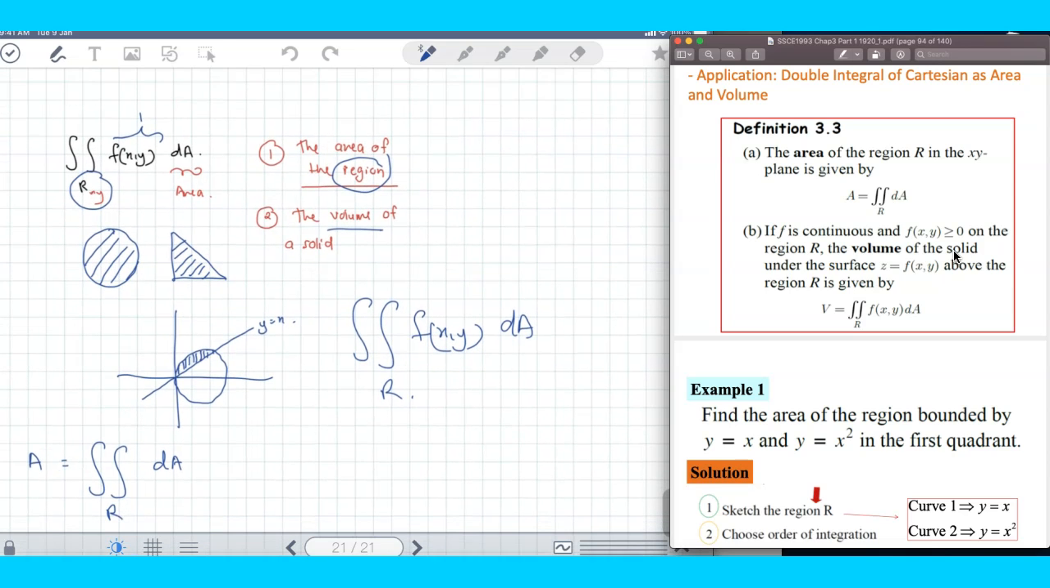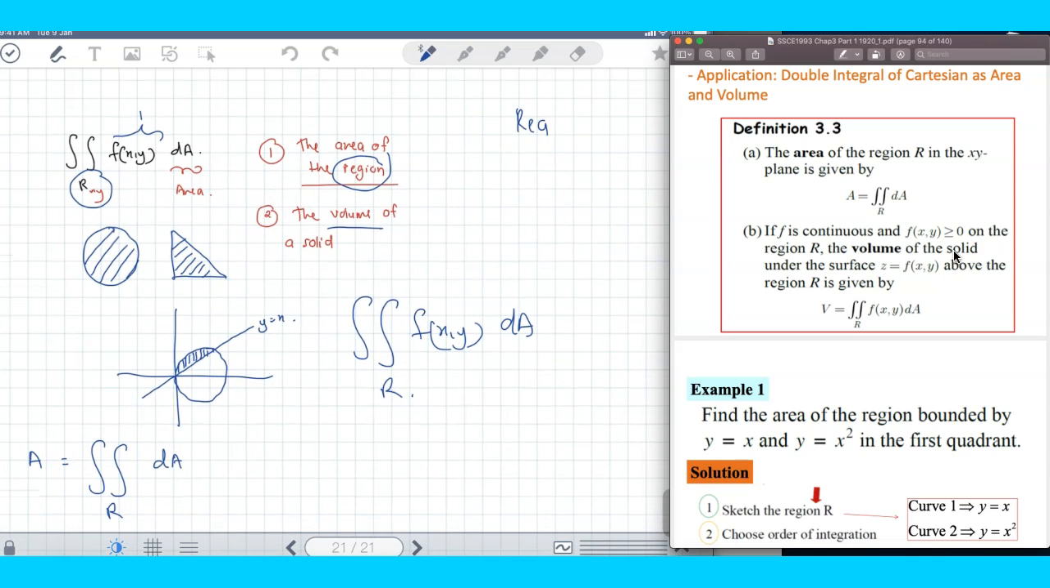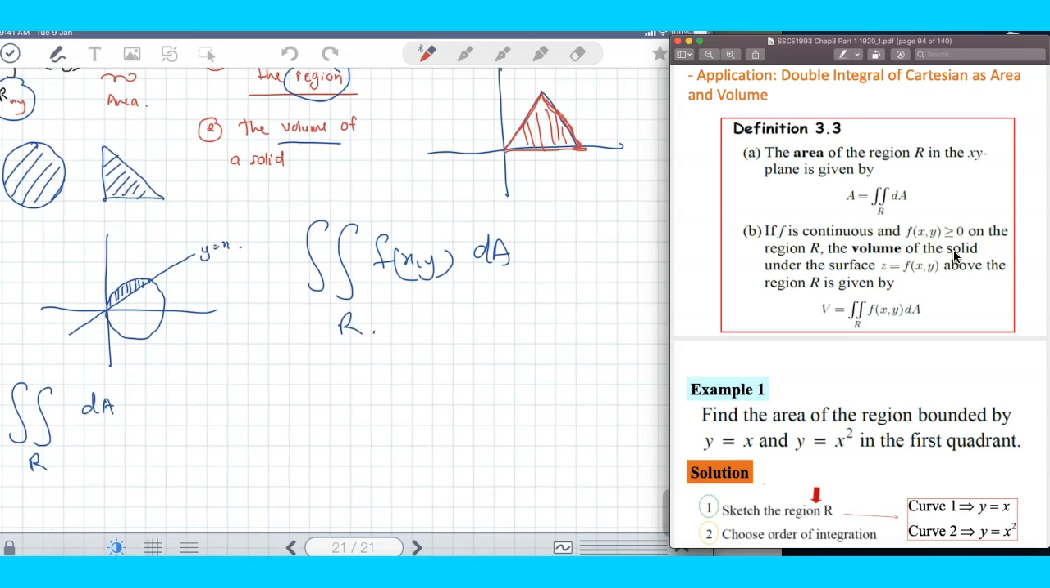So what is a region? A region on 2D, let's say you have a triangle. It is closed, right? Whatever is inside it, we call that a region. I repeat, a region is a closed and bounded curve on 2D. But for a solid, it is a closed and bounded surface.